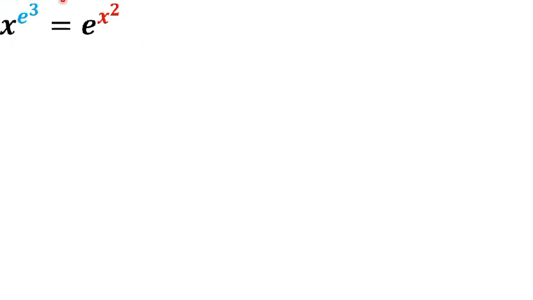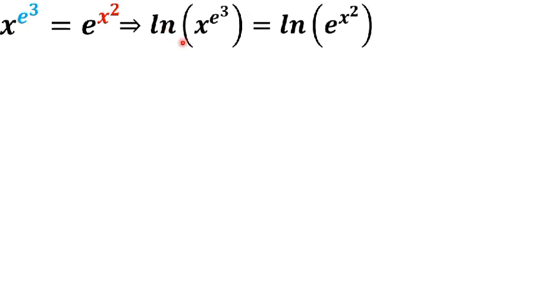Now that we are dealing with unidentical pairs, it's a good hint, and since the e function is included, it's a good hint for us to take the natural log on both sides. You do that, and we have the natural log of the left hand side equals the natural log of the right hand side. Using the properties of the natural log function, shifting the powers onto the front and knowing that the natural log of e is simply 1, you're going to have e cubed ln x equal to x squared.